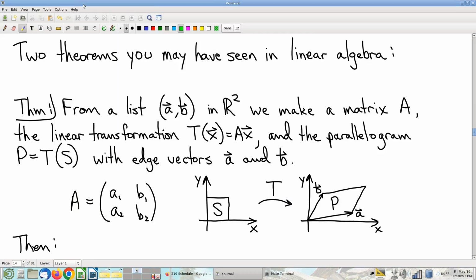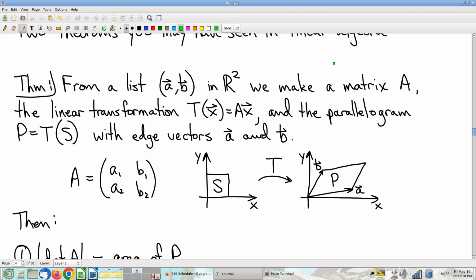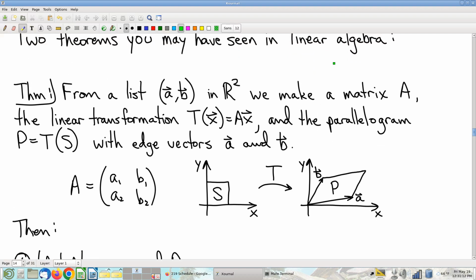Okay, and now proceeding with where we left off in the material last time. We're going to do flashbacks to a couple of linear algebra theorems I say you may have seen. I don't know for sure what your section of Math 218 necessarily covered. But either way, here's the theorem. Two of them. We'll start with the first one.